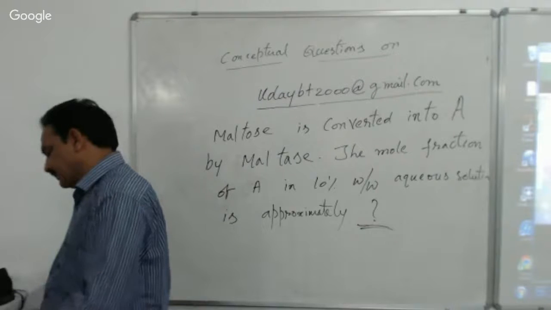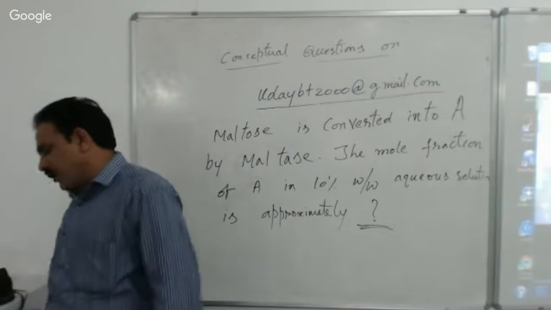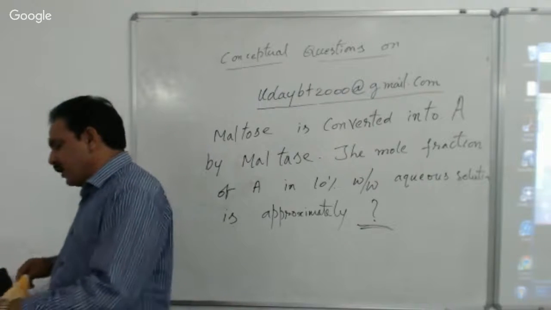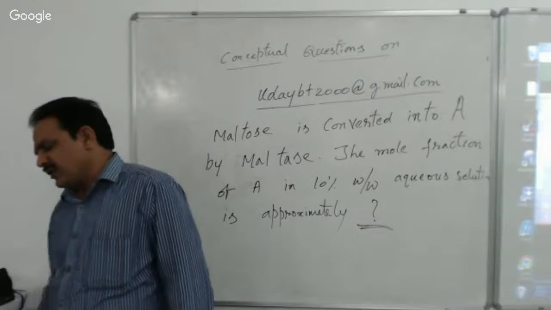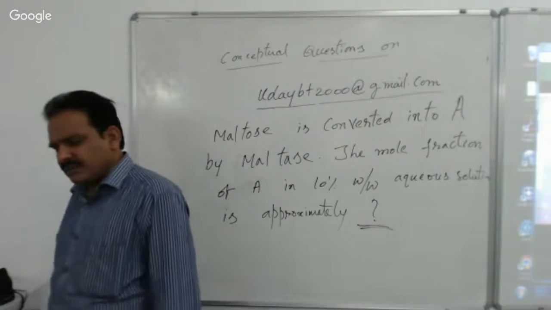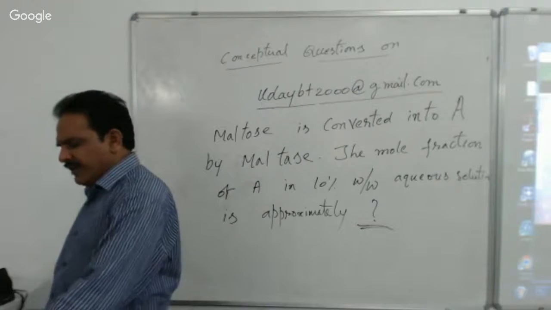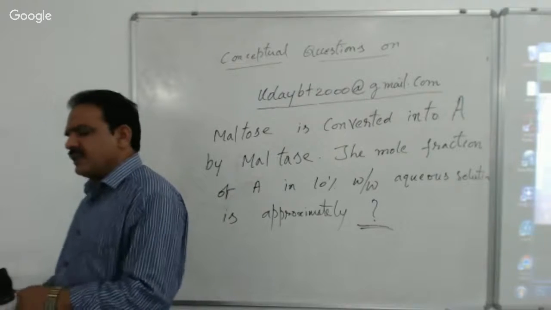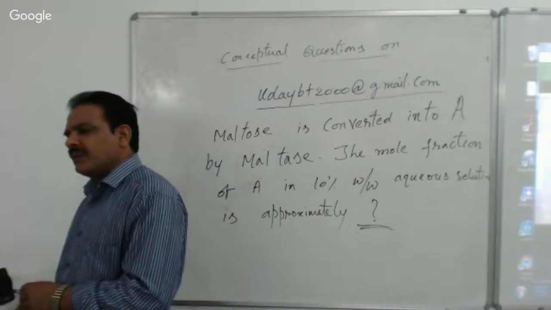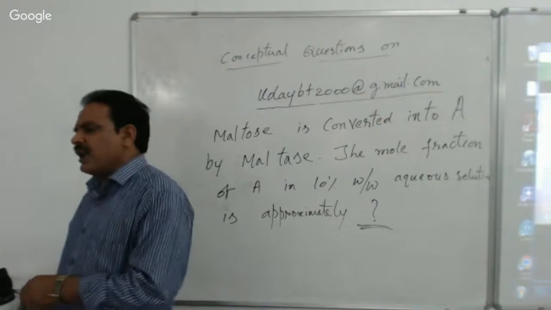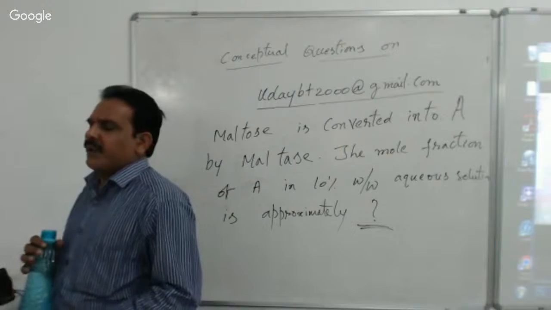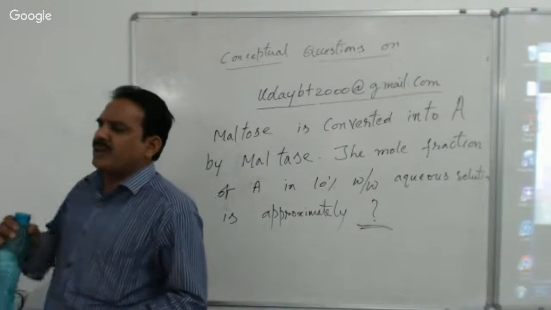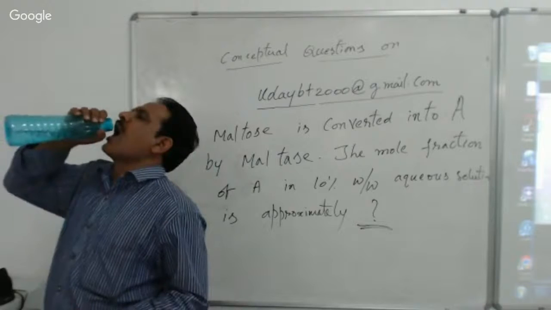Sir, tomorrow class is there? Tomorrow no class for chemistry. You may be having physics, and the day after also you may be having physics. Today in the morning, physics and chemistry happened. So tomorrow it will be physics and maths. Friday and Saturday, physics and maths will be there.